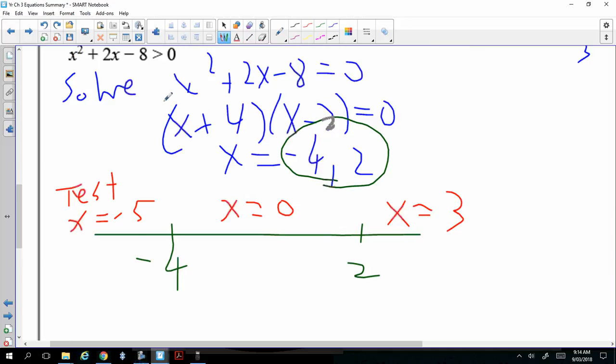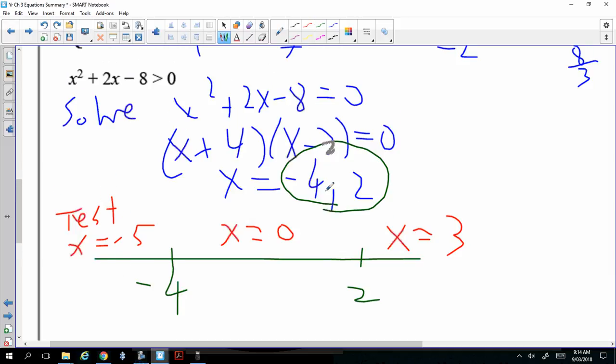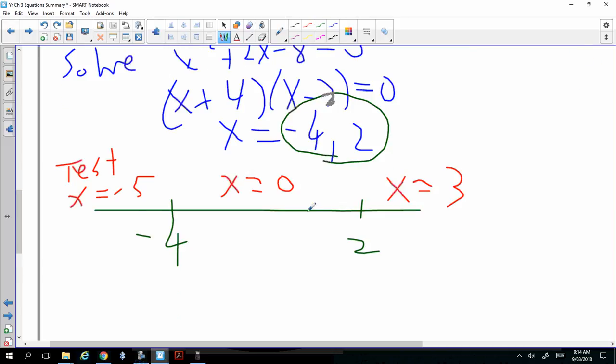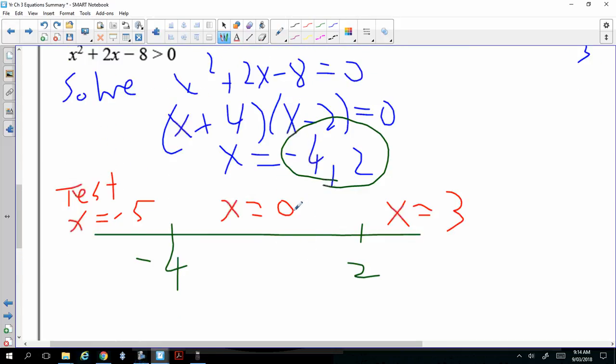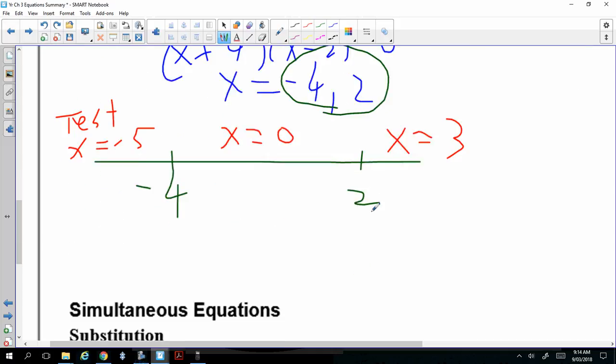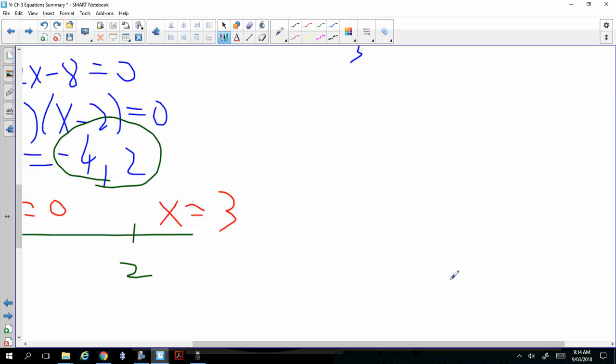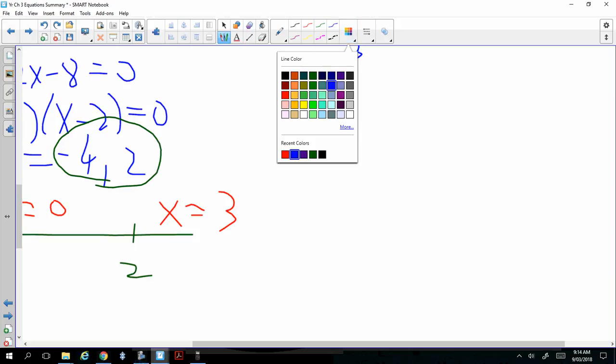Alright, so what do you test? How do you test it? You test it with the original inequality. So what you do is you substitute the red numbers into x squared plus 2x minus 8 bigger than 0. So you test first, which is negative 5.